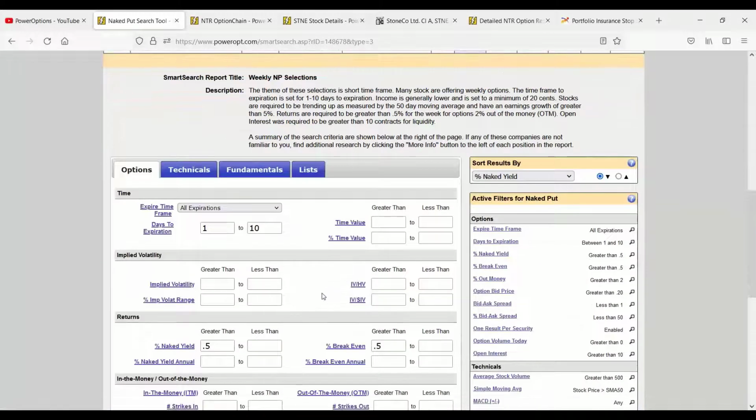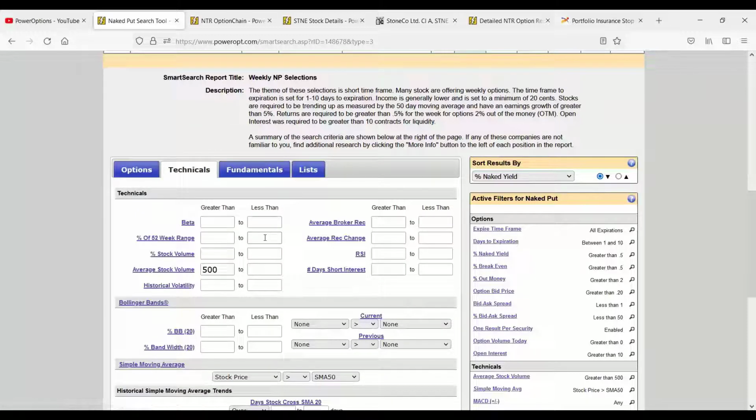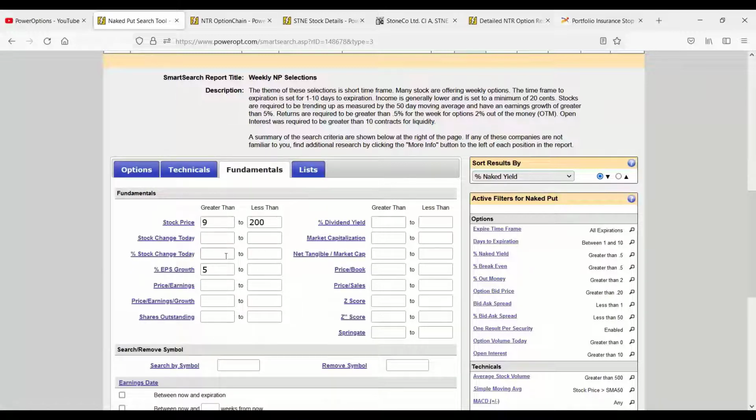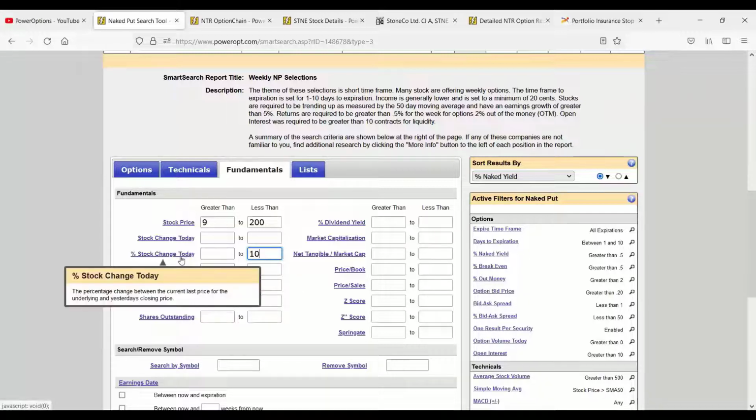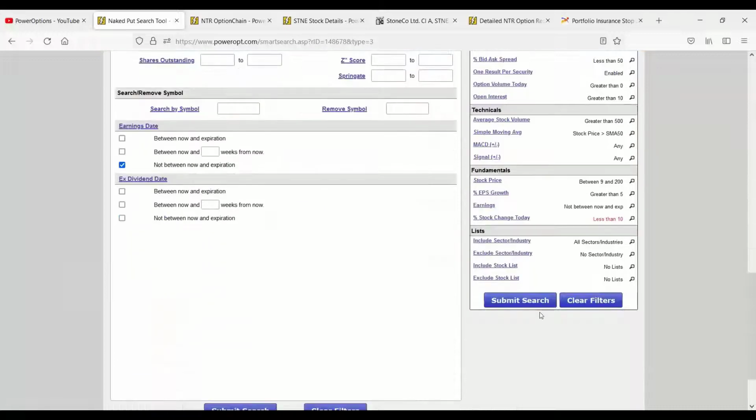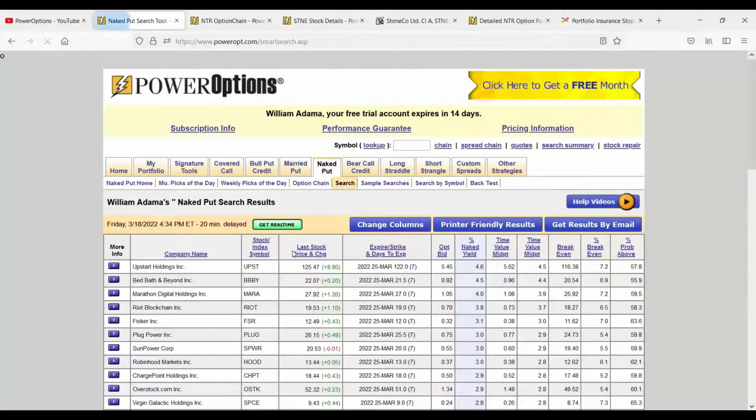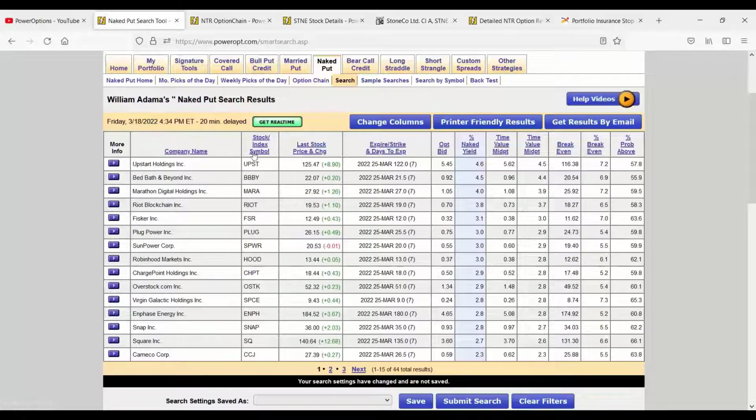So if you want to filter out things that have had large movements today, that's very easy. We can just go into, I thought it was there. Ah, there it is. I'm sorry. It's in fundamentals, Kenneth. I apologize. I thought it was in the technicals. Percentage stock change today, less than 20, less than 15 even, less than 10, however you want to set that. So that's the percentage stock change today. And that filtered out STNE.